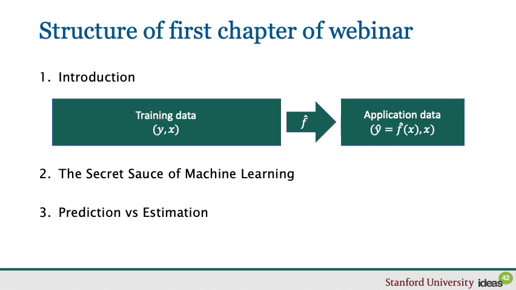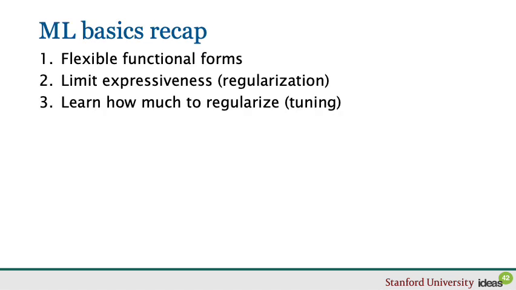To recap the basics of machine learning from the last module, I argued that machine learning is characterized by a combination of three features. It uses very flexible functional forms, but it limits their expressiveness in order to avoid excessive overfitting. And it uses the data to resolve the trade-off. Specifically, it uses the data to learn how much to regularize and how much overfit, how much expressiveness to allow.